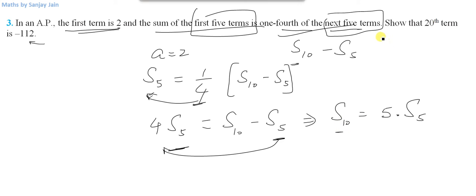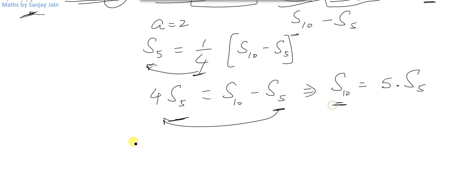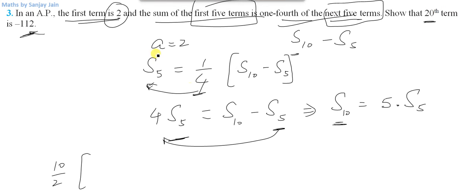I need to show that the 20th term is minus 112. I only know about the first term, which is 2. So let us see how we can deal with it. What is S10? S10 is 10 by 2, twice of A. I know the first term is 2, so twice of the first term plus 10 minus 1 into D. So the only unknown is D here.